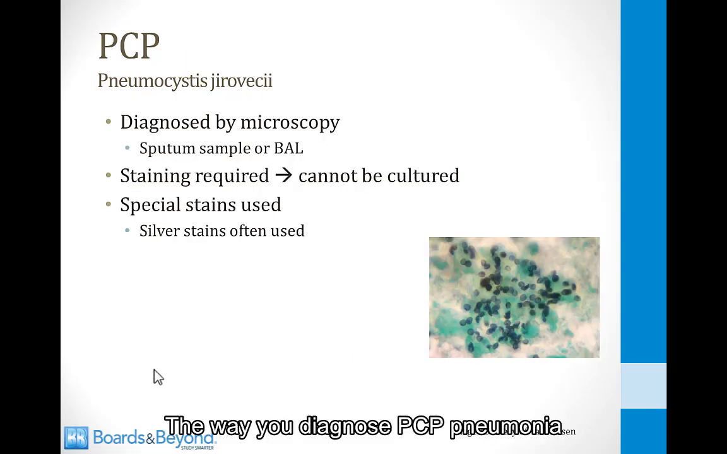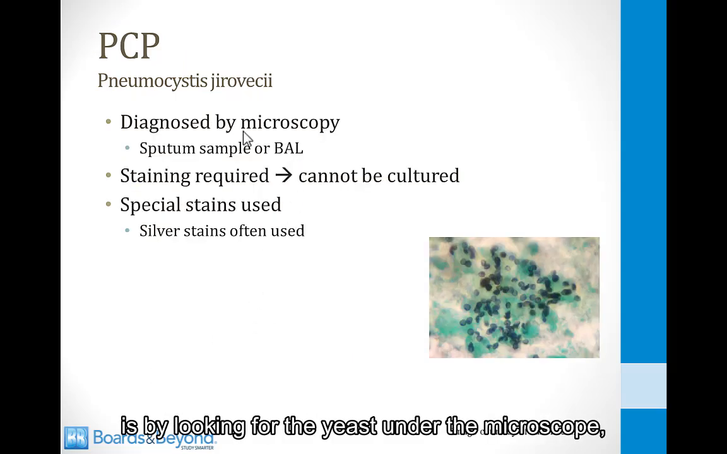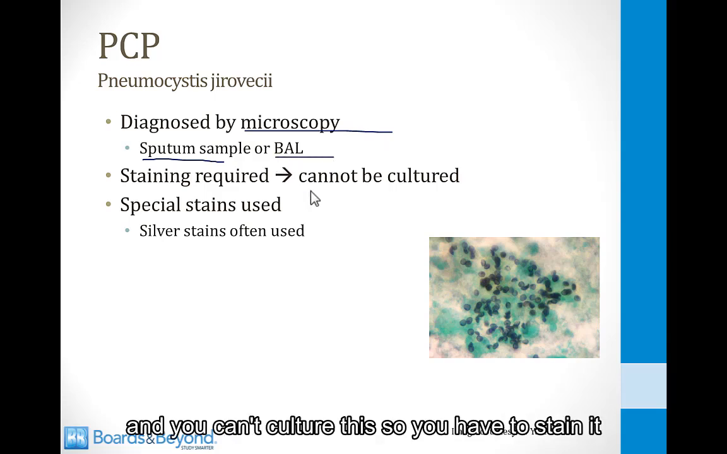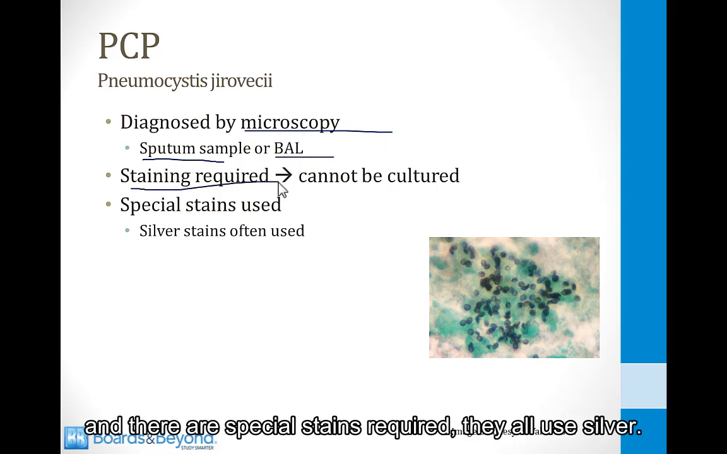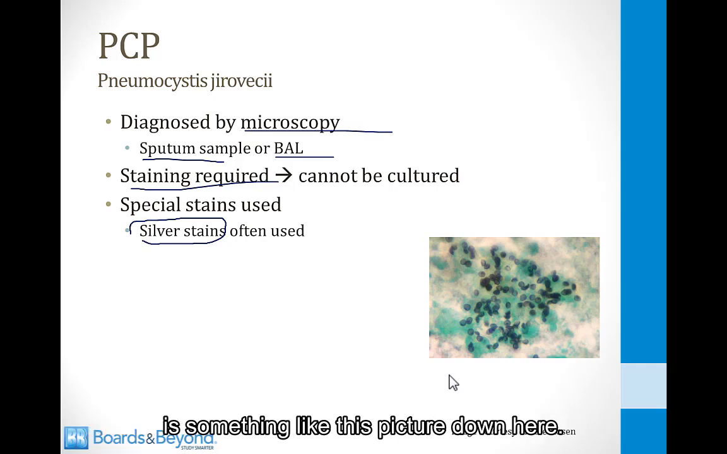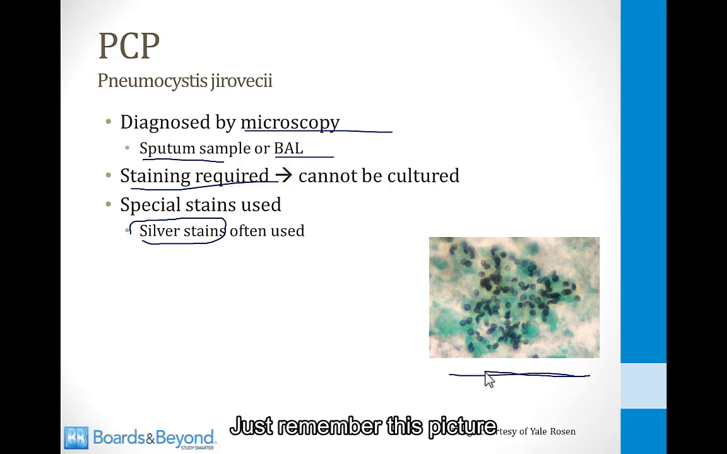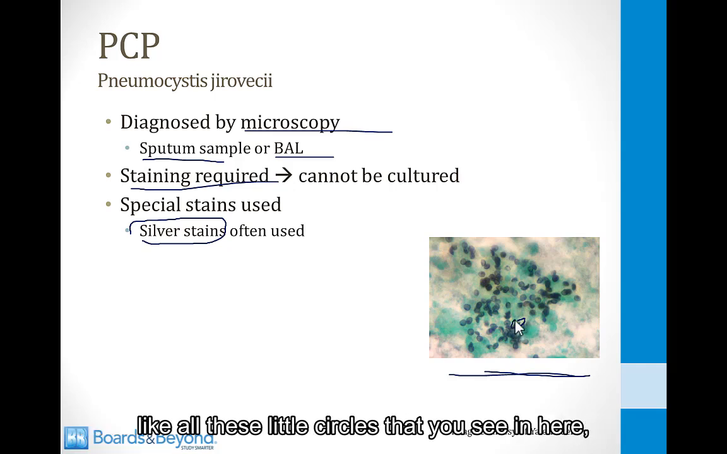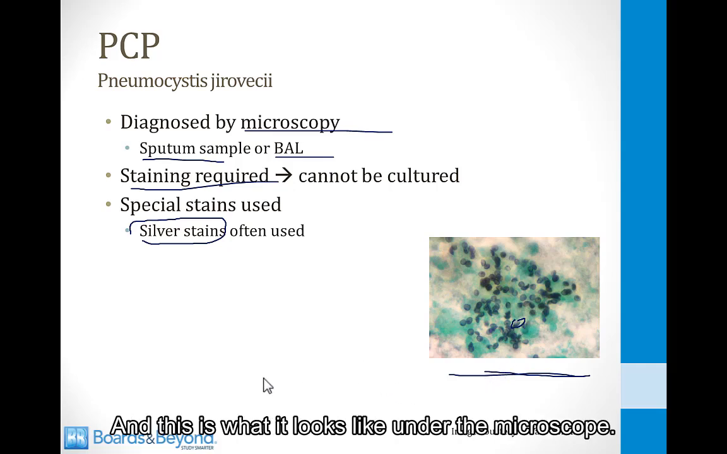The way you diagnose PCP pneumonia is by looking for the yeast under the microscope. You either need to take a sputum sample or a bronchoalveolar lavage sample. And you can't culture this, so you have to stain it. And there are special stains required, and they all use silver. And what you see when you look under the microscope is something like this picture down here. Just remember this picture because this is a classic example of PCP. And the silver stain makes all the PCP bugs look dark black, like all these little circles that you see in here. These are the cysts from Pneumocystis, and this is what it looks like under the microscope.